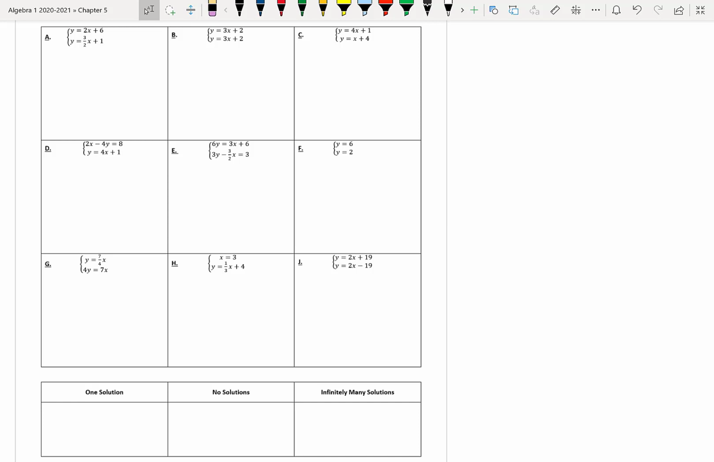But again, you'll figure out how many solutions there are, and you'll write the letter that you solved in either one solution, no solutions, or infinitely many solutions. So if you go through and do letter A and you say, oh, hey, that's no solution, then you'll write A under no solutions. I just made that up. Again, don't trust me. Do the problem. Figure it out yourself.